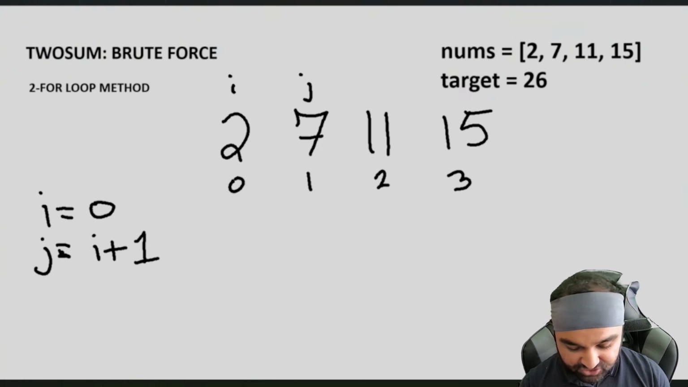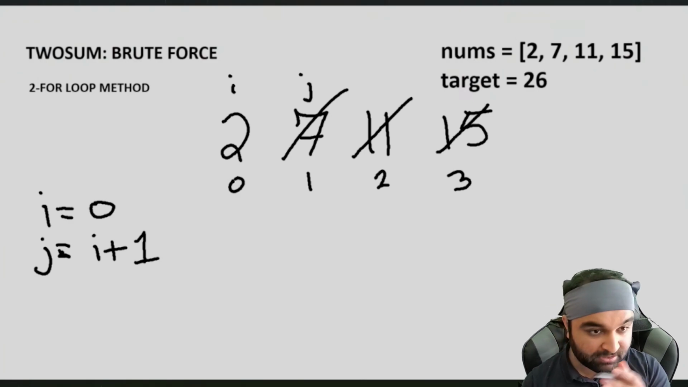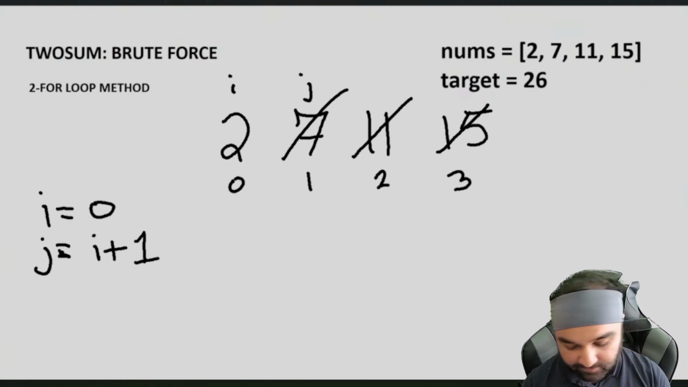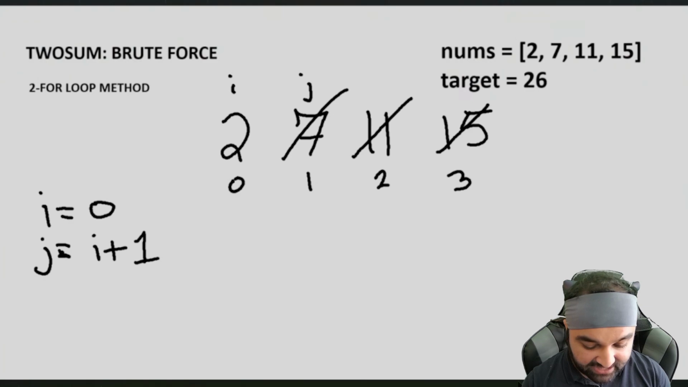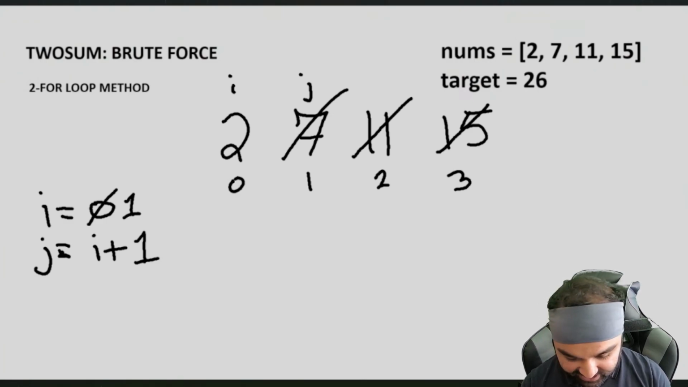And obviously 2 plus 7 doesn't give us 26, neither does 2 plus 11, and then neither does 2 plus 15, because j keeps moving on every time we don't find that sum. If we don't find it even by the last element, then i is no longer 0. i is going to increment to the next spot. It would be at index 1, and then j would start at 1 plus that.